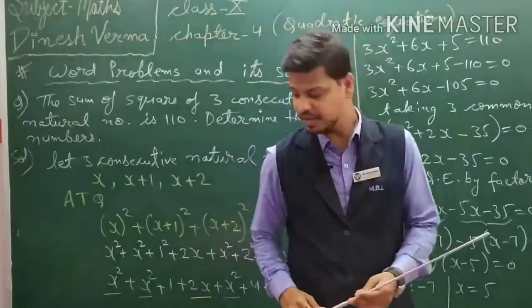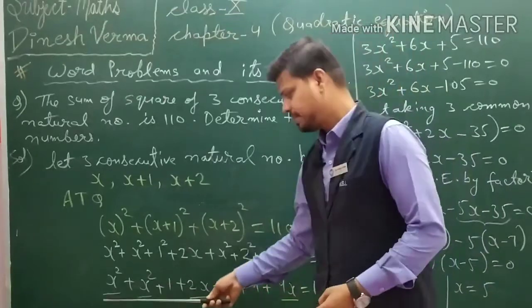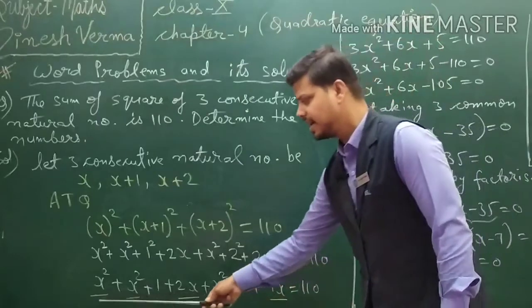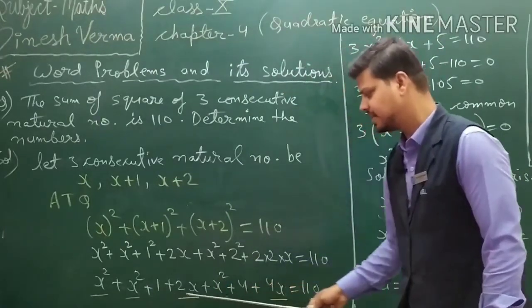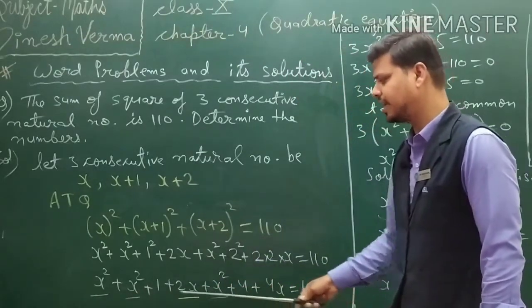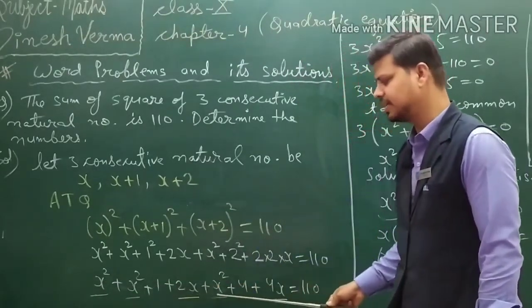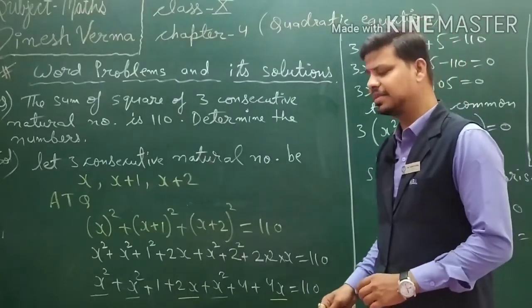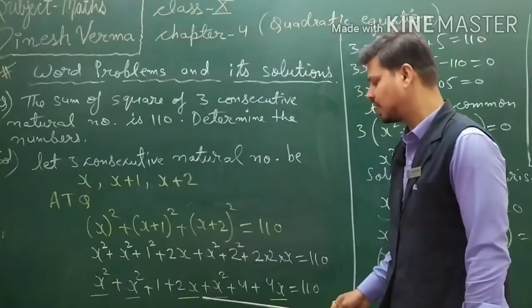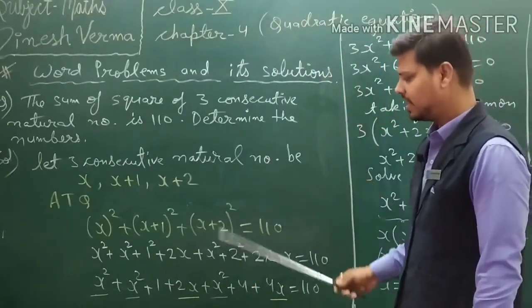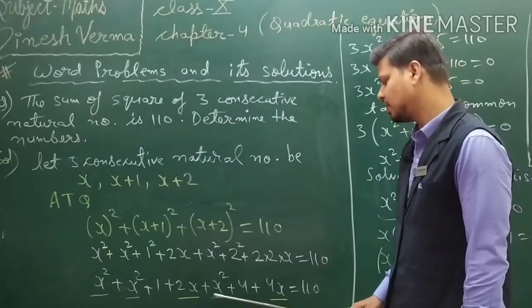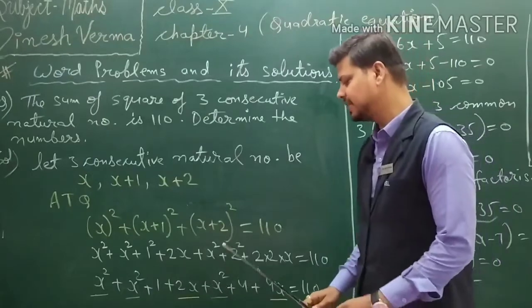To solve this equation, you have to observe that you have to add the like terms first. Here x² and this underlined x² are like terms, so x² comes 3 times. Therefore you add x² plus x² plus x², that is 3x². And 2x and 4x are also like terms, that is 4 plus 2 is 6.